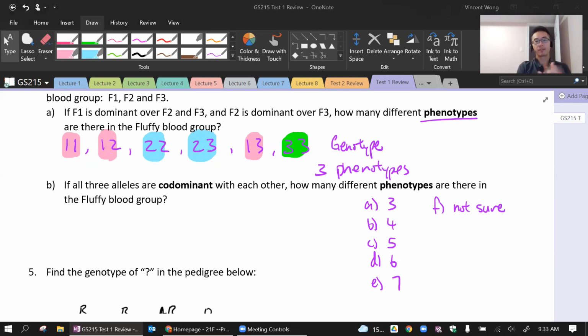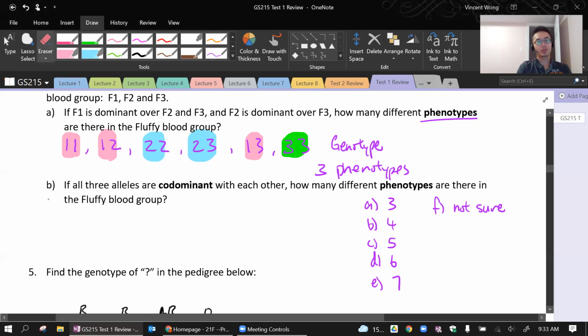Codominance. What is the meaning of codominance? Codominance means both are being expressed, right? So let's write out our combinations again. The genotype doesn't change; it's exactly the same. So 1,1, 1,2, 1,3, 2,2, 2,3, and then 3,3. It's just the combinations of these three alleles. So 1,1 would be fluffy 1.